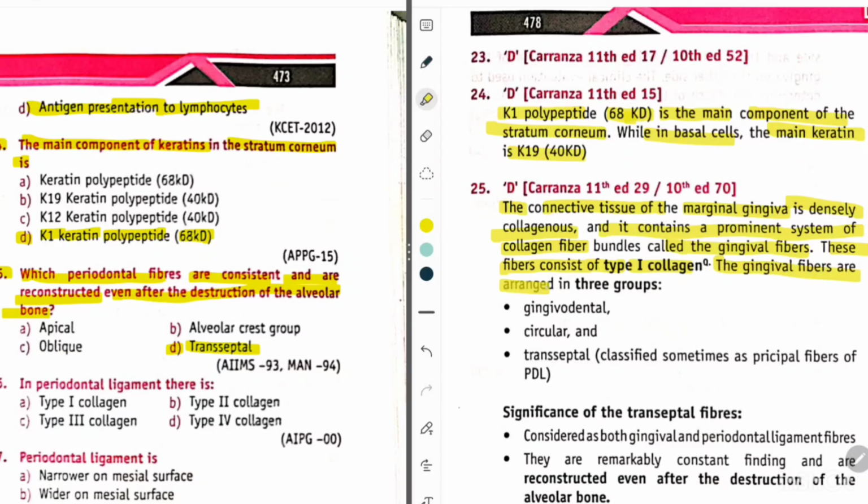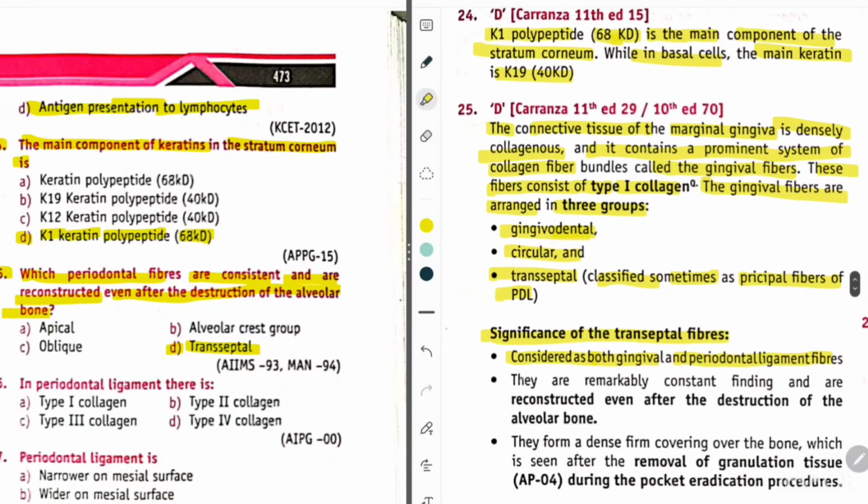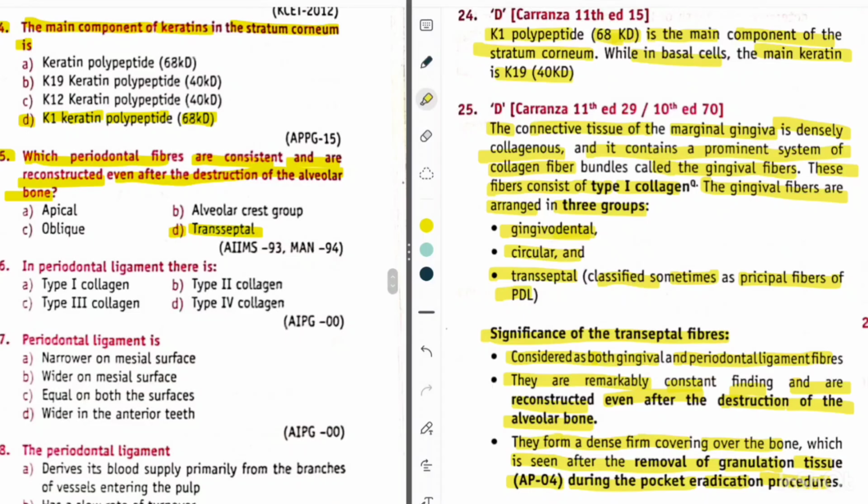The gingival fibers are arranged in 3 groups: gingivodental, circular and transeptal, which is classified sometimes as principal fibers of PDL. Now significance of transeptal fibers. They are considered as both gingival and periodontal ligament fibers. They are remarkably constant finding and are reconstructed even after the destruction of the alveolar bone. They form a dense firm covering over the bone which is seen after the removal of granulation tissue during the pocket eradication procedures.